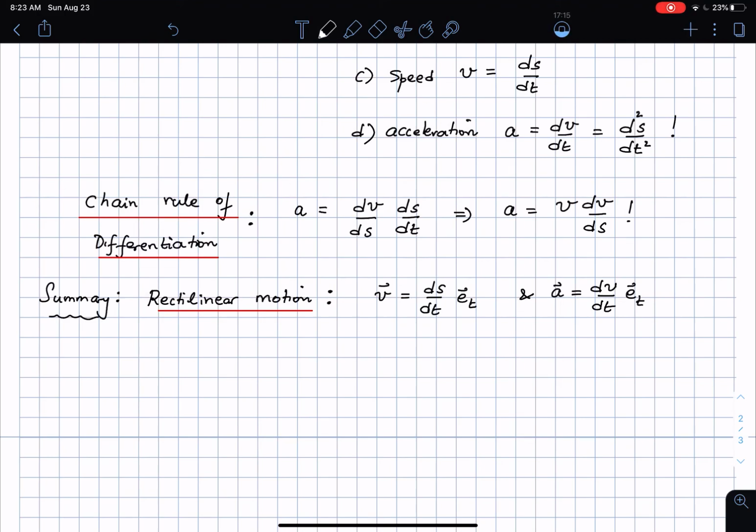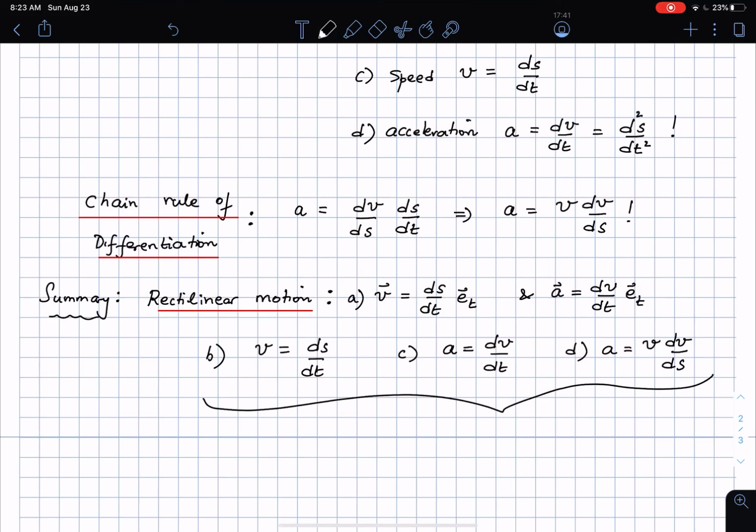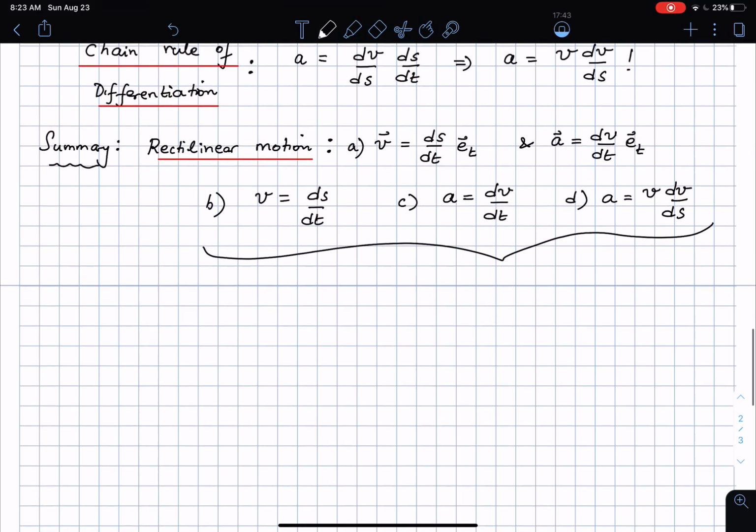Okay, so the other relationships that we will be making use of are these: speed v, which is ds by dt, then acceleration a, which is dv by dt, and then I'm going to have the chain rule relationship for the acceleration, a is v dv by ds. Okay, these are the key things. And one last statement before I move on.